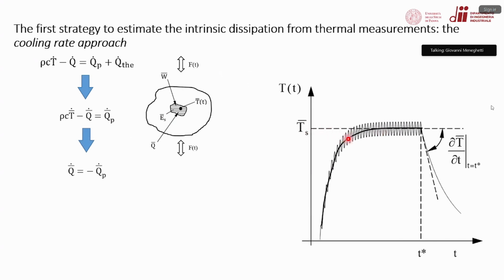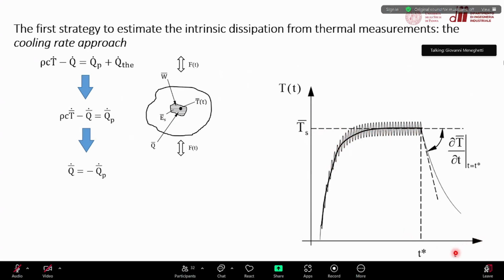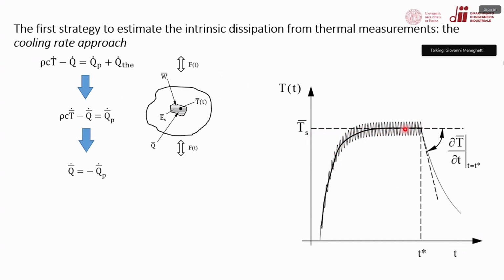So if we look to the average thermal increase after a certain number of cycles or after a certain time, we have a stabilized thermal increase, which is quoted here as Ts. Now, if this is true, the first term will disappear because the average thermal increase has stabilized. And so we have that the intrinsic dissipation is dissipated as heat to the surroundings.